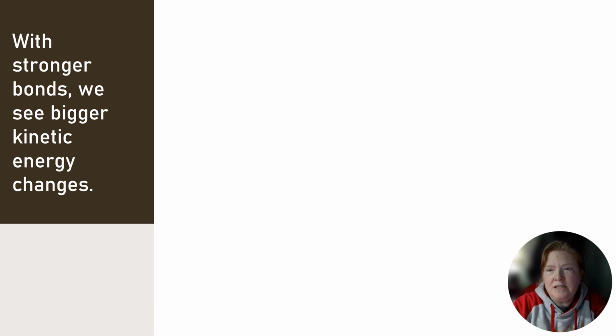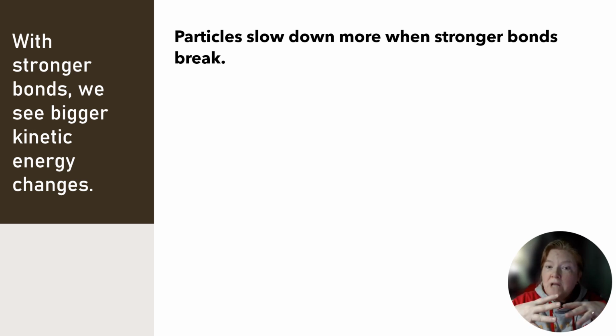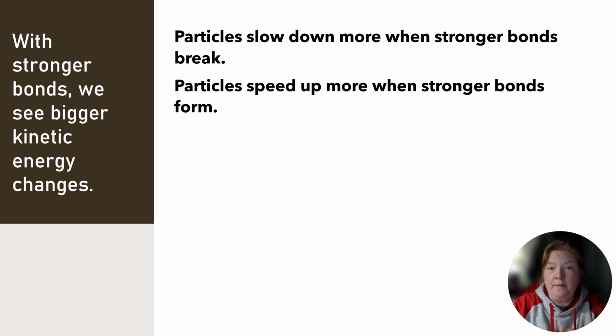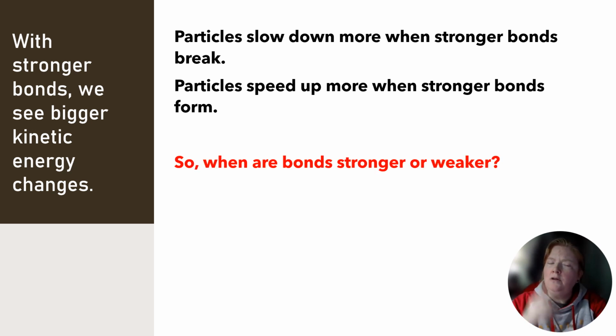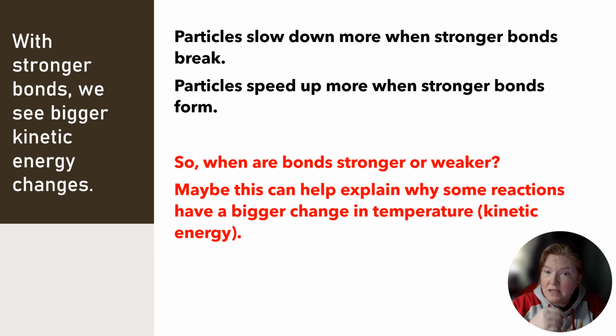With stronger bonds, we saw bigger changes in kinetic energy. Particles slow down more when stronger bonds break. Particles speed up more when stronger bonds form. So when are bonds stronger or weaker? Maybe this could help explain why some reactions have a bigger change in temperature or kinetic energy. Remember, we watched the video of barium hydroxide and ammonium chloride, and that temperature dropped a lot. And then we did a reaction with citric acid and baking soda, and the temperature dropped, but not as much.